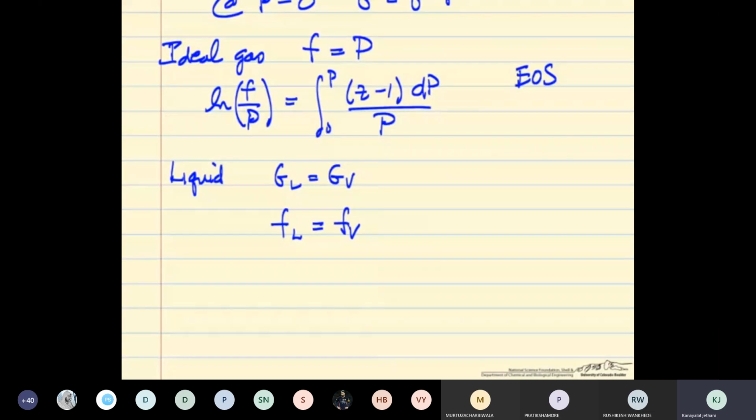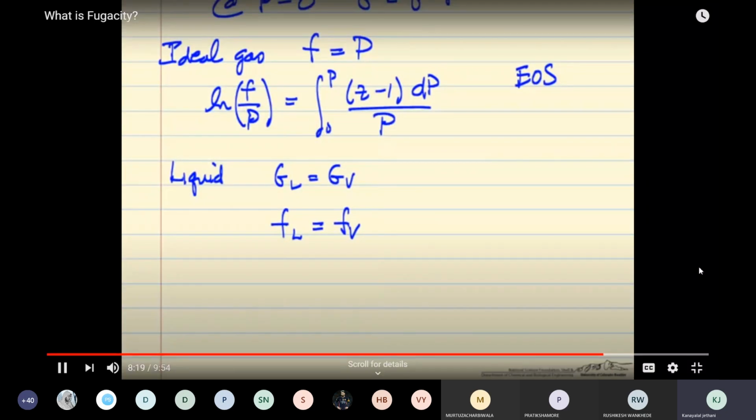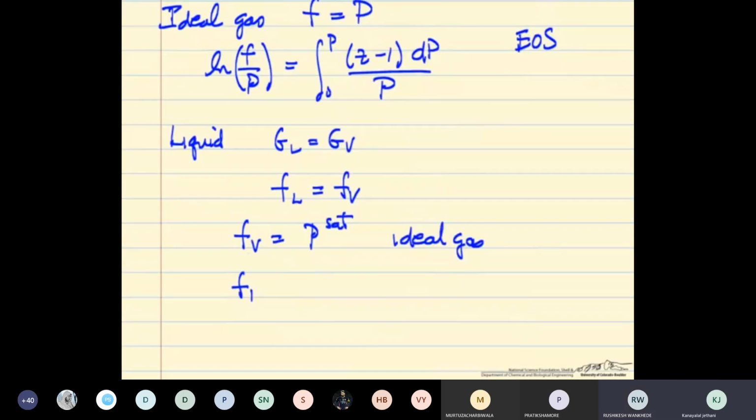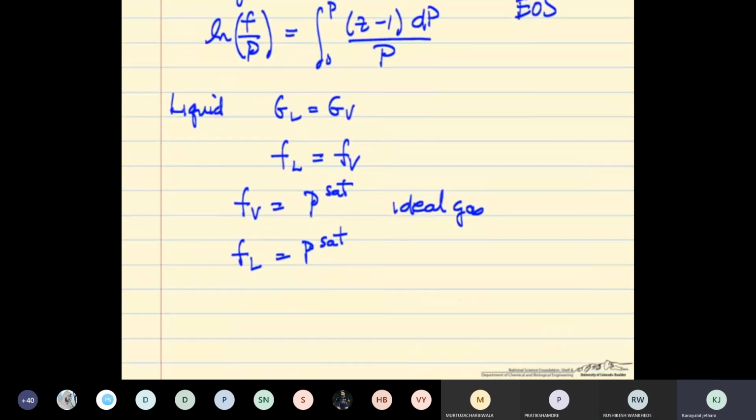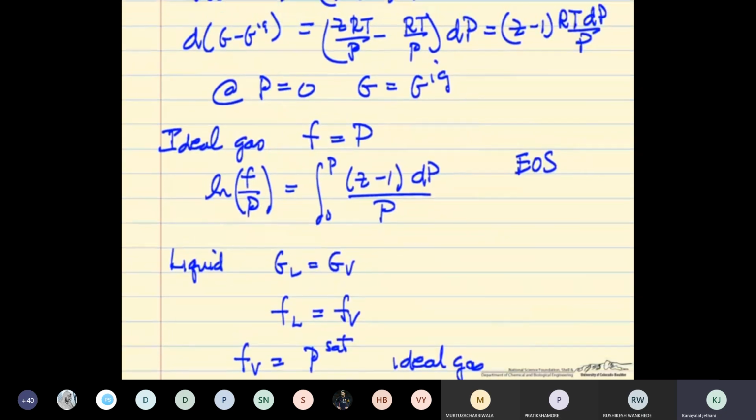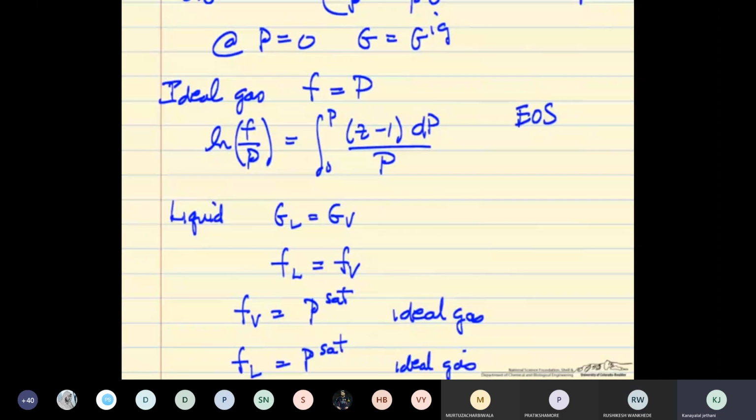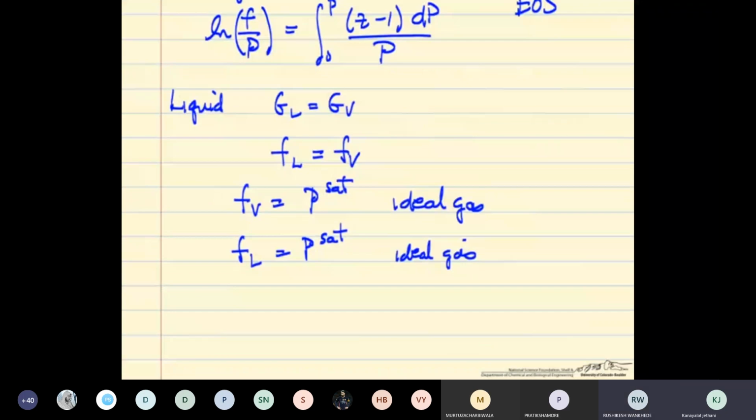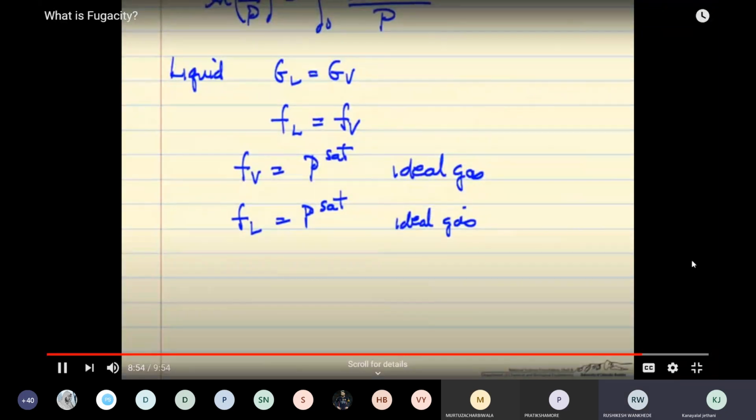And so at vapor-liquid equilibrium, we have both phases present. The fugacity in the vapor is going to be the saturation pressure if it's an ideal gas. That means the fugacity in the liquid is the saturation pressure, if indeed the saturation pressure is low enough that we can assume ideal gas. So now we have fugacity in a vapor for an ideal gas. We have a way of calculating fugacity for a gas that's not ideal if we have more information about how non-ideal it is. And then for a liquid, at saturation conditions the fugacity is the saturation pressure.